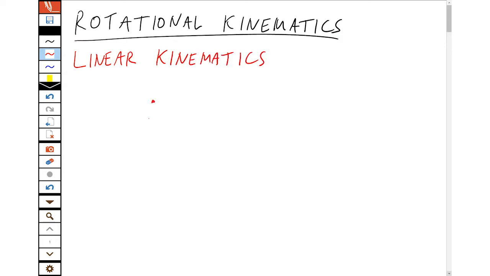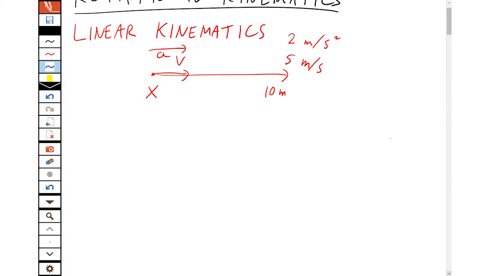We know if something is here, and it's moving with a velocity and has a certain acceleration, we can talk about where it is. And so if it goes over here, it's like, okay, it moved 10 meters that way. It's moving at another speed of 5 meters per second. It has an acceleration of 2 meters per second squared. And we can follow it around all over the place. And technically, we could do that for things going around in circles as well.